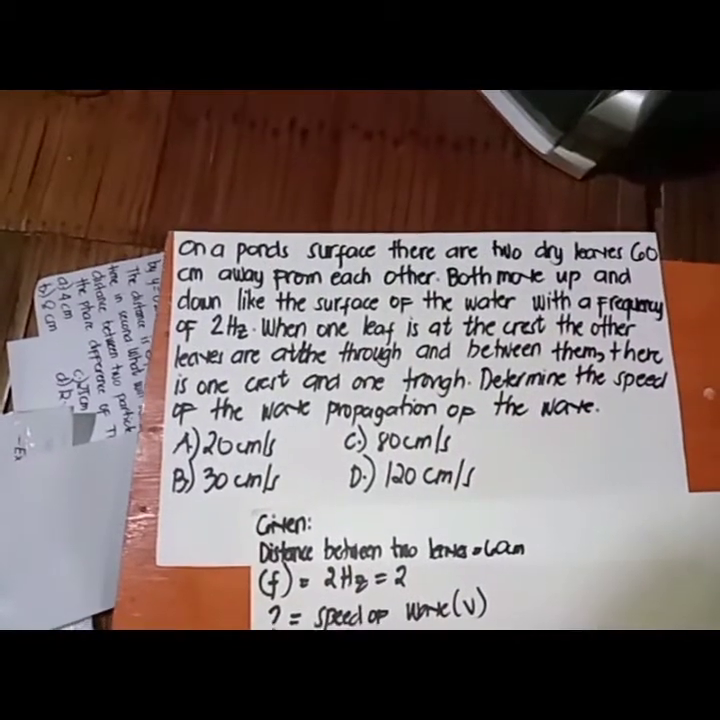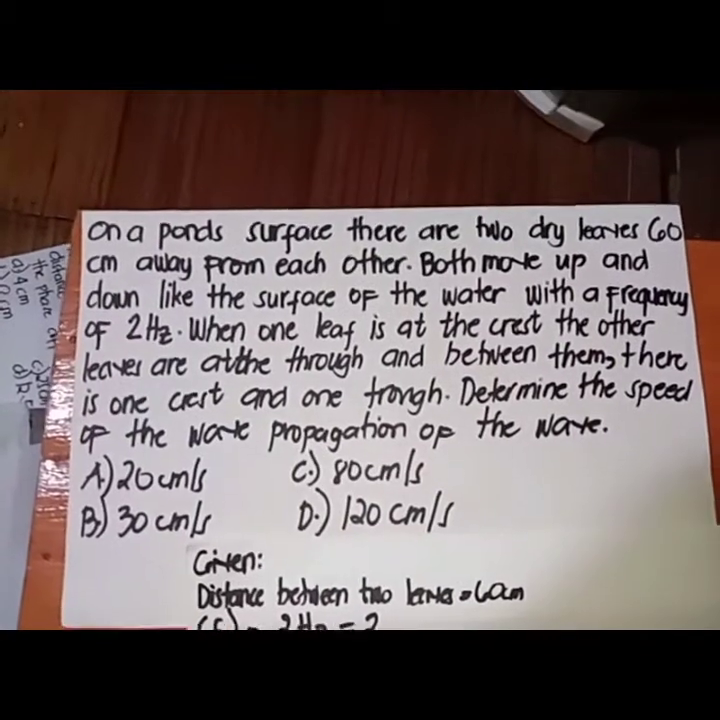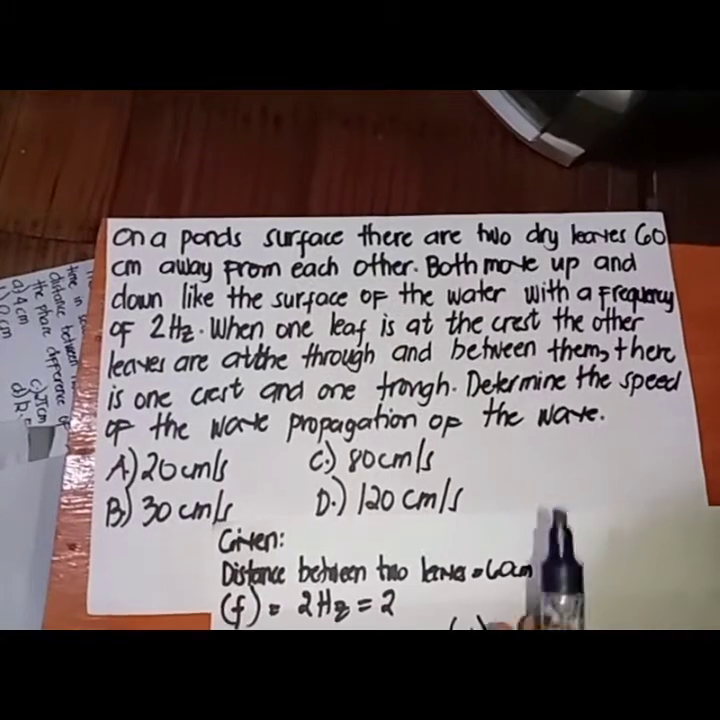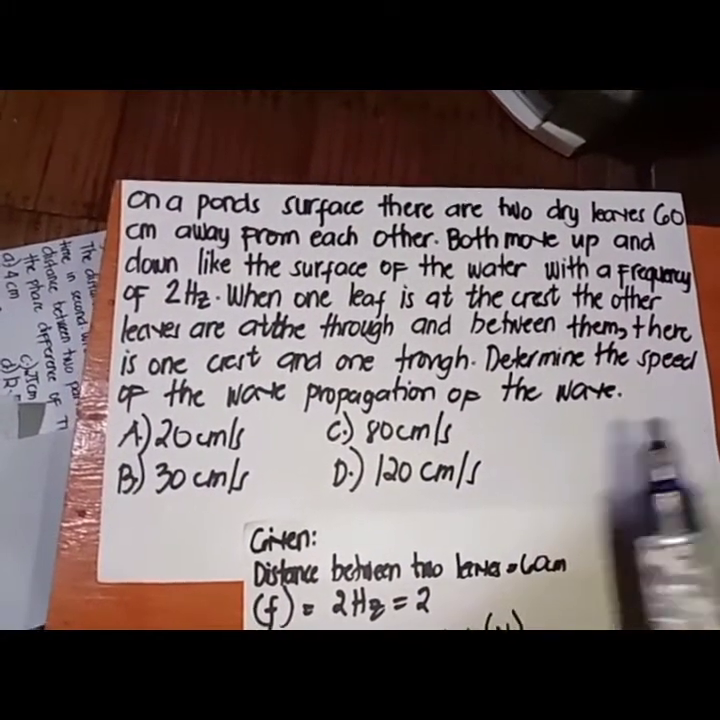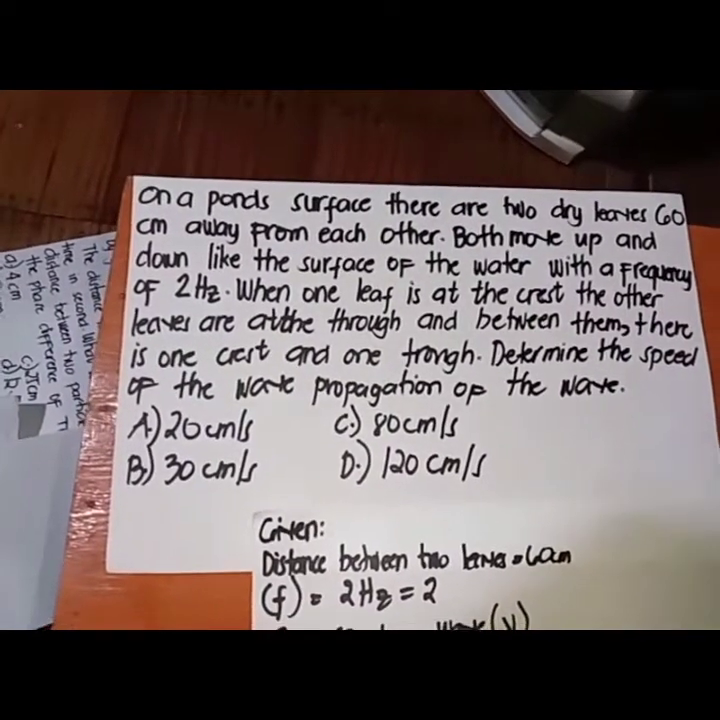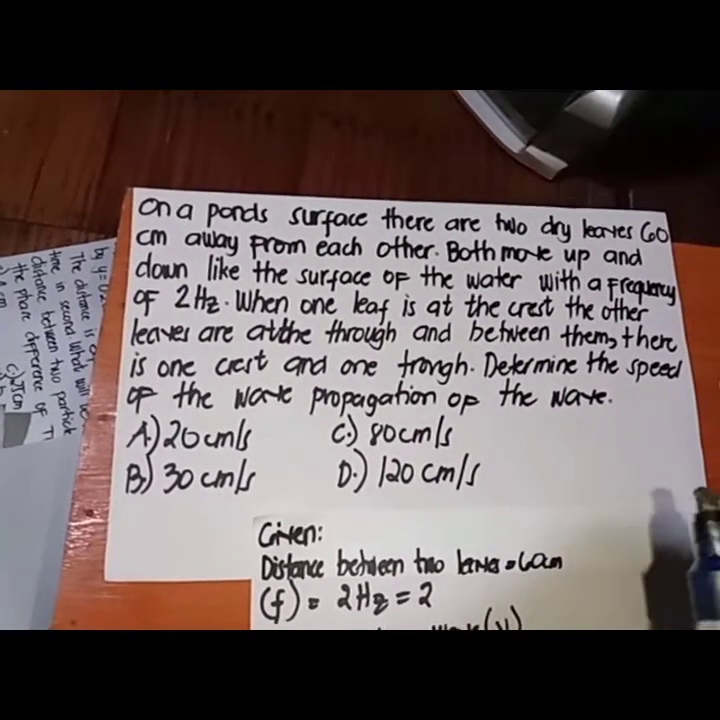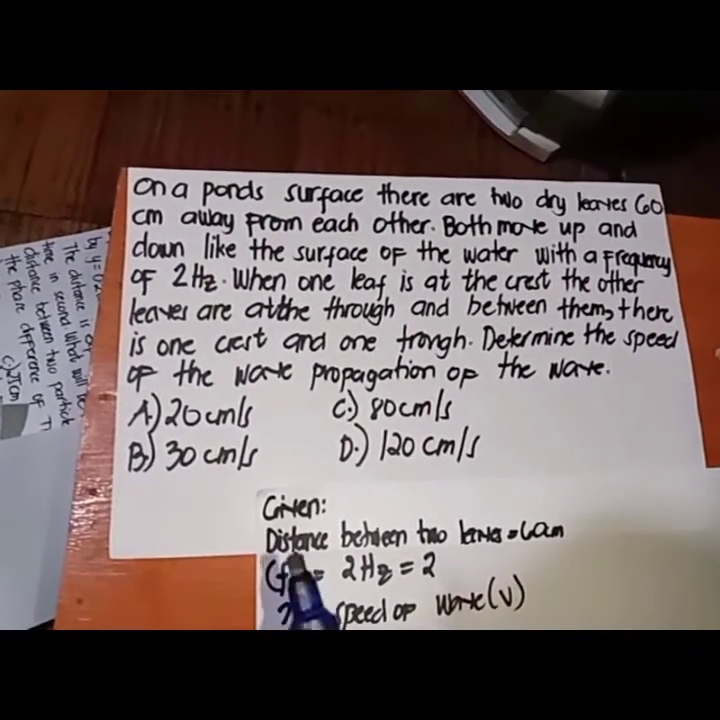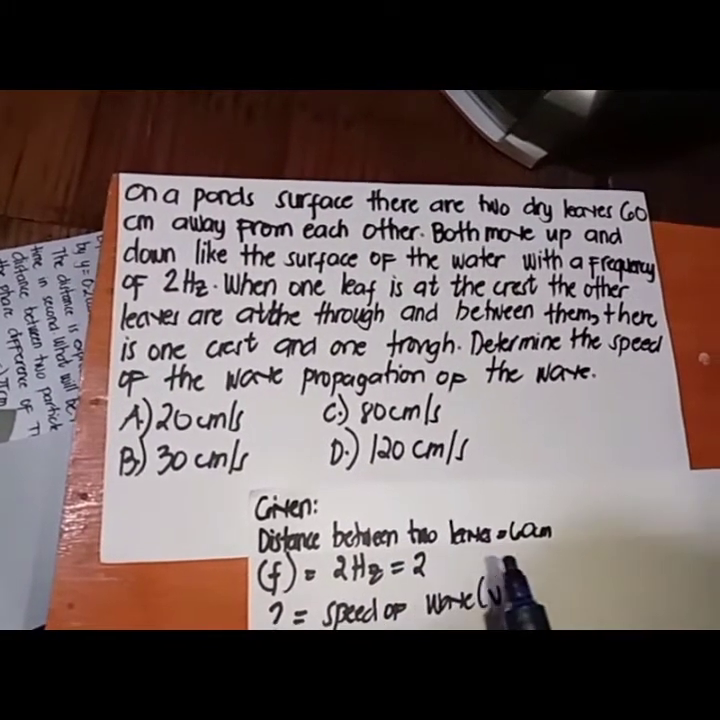Our second problem is, on a pond surface, there are two dry leaves 60 centimeters away from each other. Both move up and down like the surface of the water with a frequency of 2 Hz. When one leaf is at the crest and the other leaf is at the trough, and between them there is one crest and one trough. Determine the speed of the wave propagation. A, 20 centimeters per second. B, 30 centimeters per second. C, 80 centimeters per second. D, 120 centimeters per second.